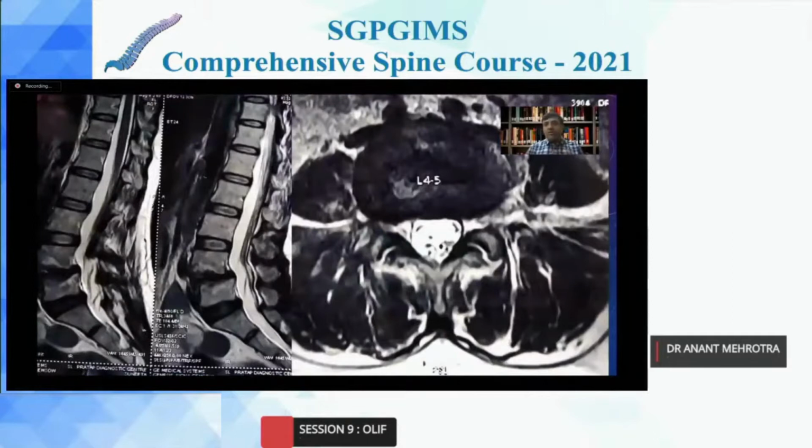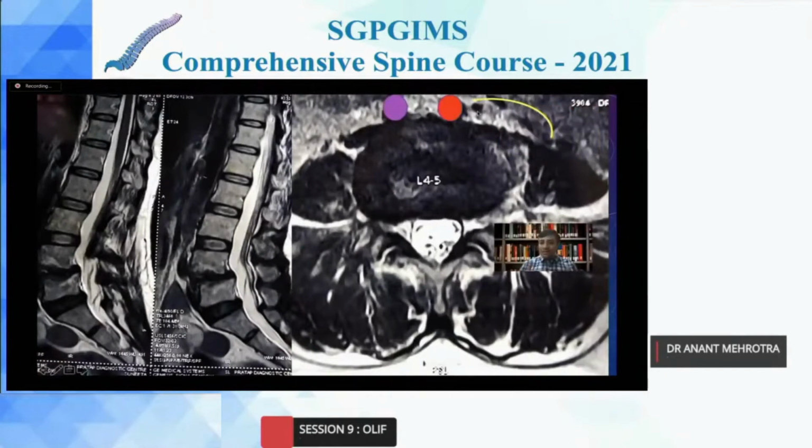I'm not going into the details of the preoperative evaluation. The important things to look at on the MRI are the aorta and the inferior vena cava. You need to see the distance between the aorta and the psoas muscle, and the distance should be at least, sorry, at least 1 centimeter, so that you can work between these two regions, that is, the aorta on one hand and the psoas muscle on the other.